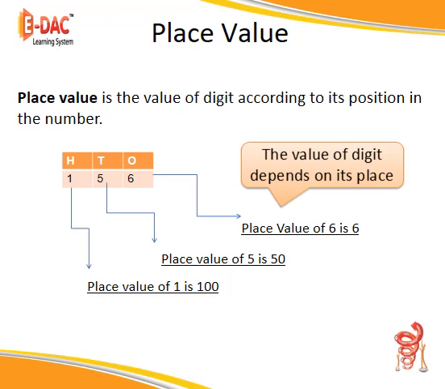Place value of 5 is 50, because the 5 is in the place of tens and tens has 1 zero. 1 is in the place of hundreds, so place value of 1 will be 100, and 100 has two zeros, so 1 will be 100. Students, the value of a digit always depends on its place value.